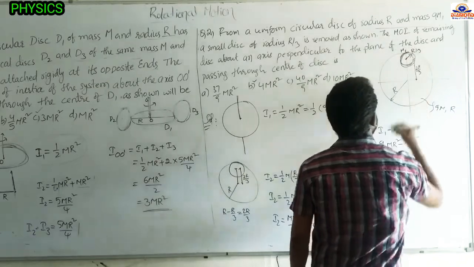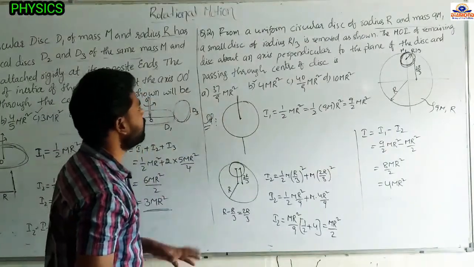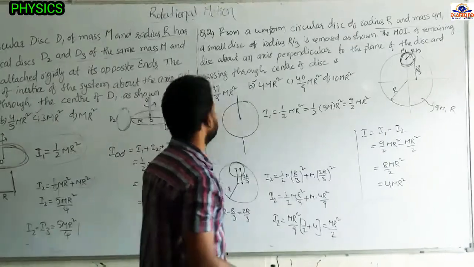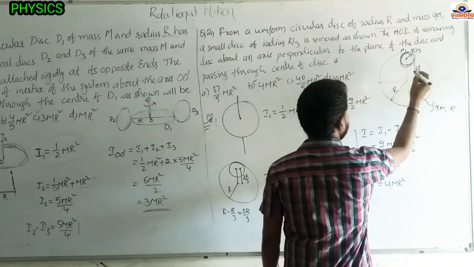Mass of this disc is the small m. The moment of inertia of the remaining disc about an axis perpendicular to the plane of the disc and passing through the center of the disc. So with respect to this one we have to find.